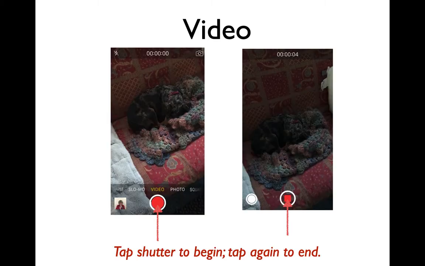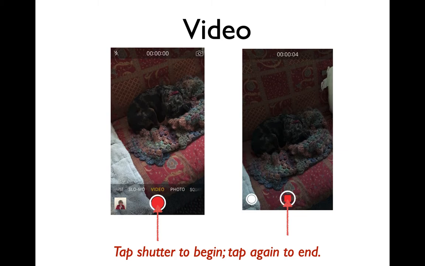Now, you also have video, and you just slide over to where it says video. You see it is in yellow on the left, and when you're ready to start the video, you simply tap the red shutter. That begins it. The microphone is pretty strong. It will pick up what people are saying.